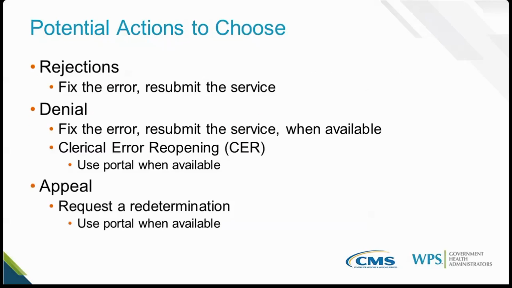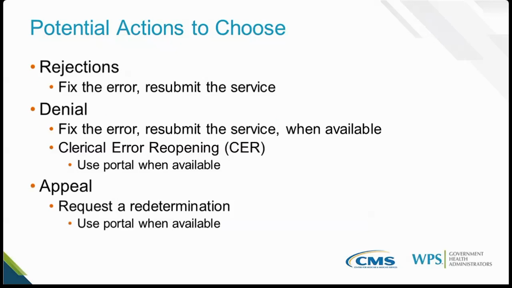All right, let's talk a little bit about potential actions to choose. And this is what you're going to do after you review that remittance advice. You're going to need to choose your action. So for an unprocessable or rejected claim, you're going to need to fix the error and resubmit the claim to Medicare. If the claim or claim line denied, there may be multiple actions to choose from.